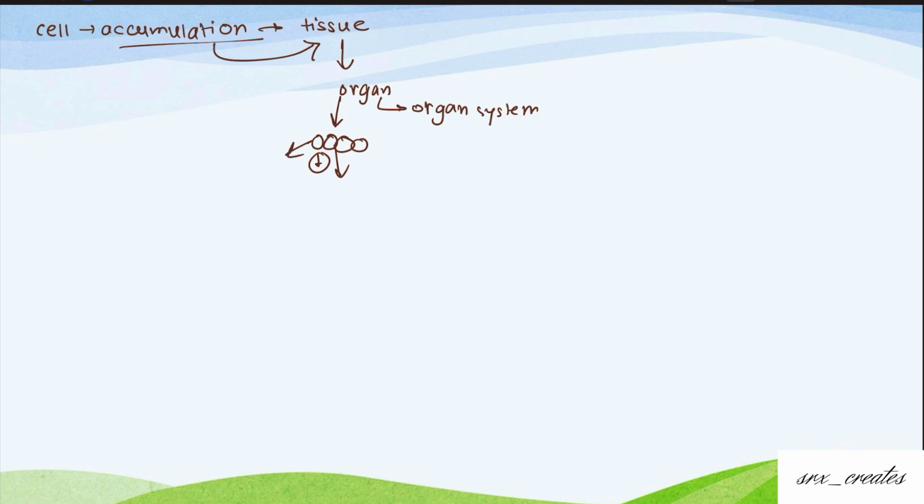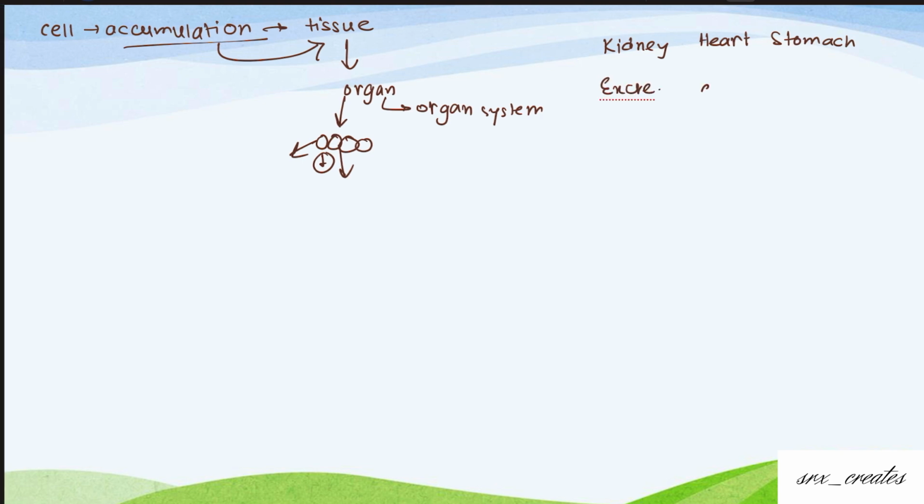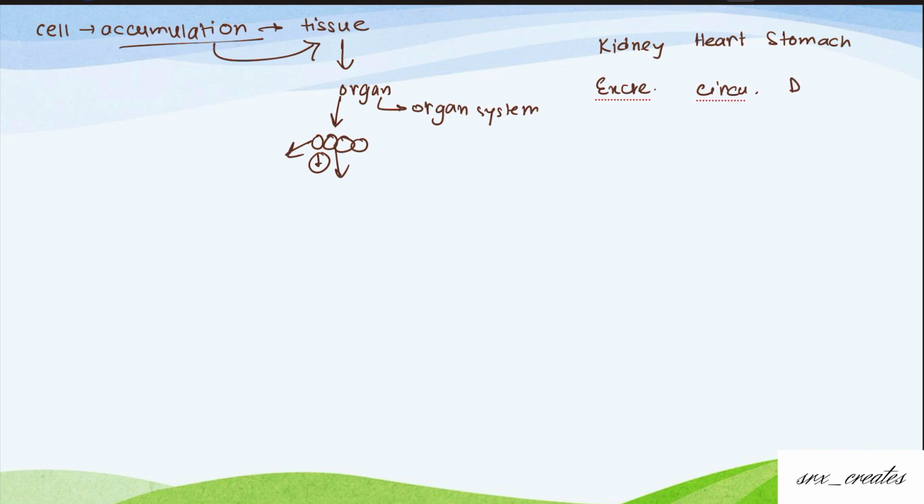So for this excretion process, we need an organ, which is the kidney. Now this kidney is also an organ which performs a different function. If I say kidney, then you say heart, stomach. If we go on with the characteristics of organs, we can definitely say organs perform different functions: excretion, circulation, digestion.